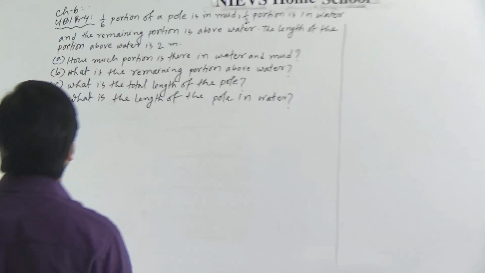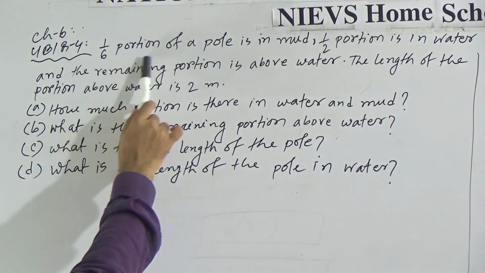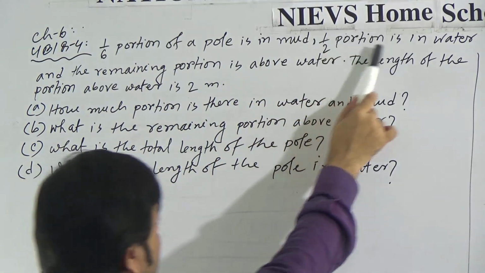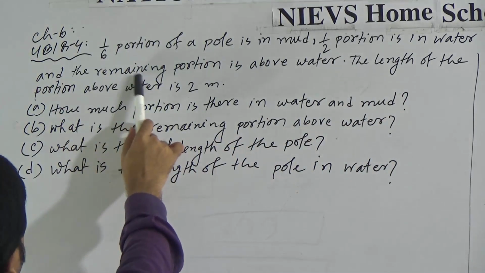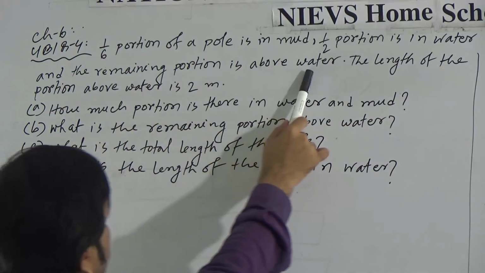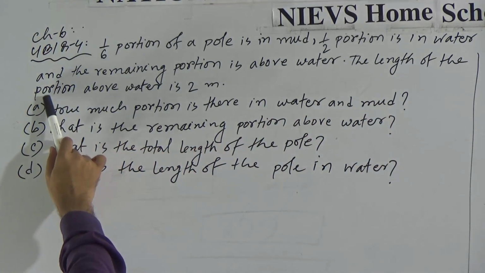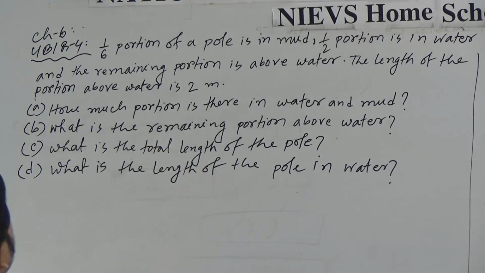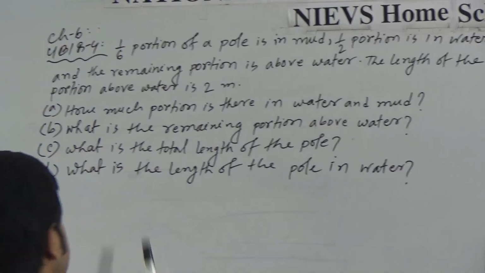The question of CBQ 4. The question is: 1/6 portion of a pole is in mud, 1/2 portion is in water, and the remaining portion is above water. The length of the portion above water is 2 meter.